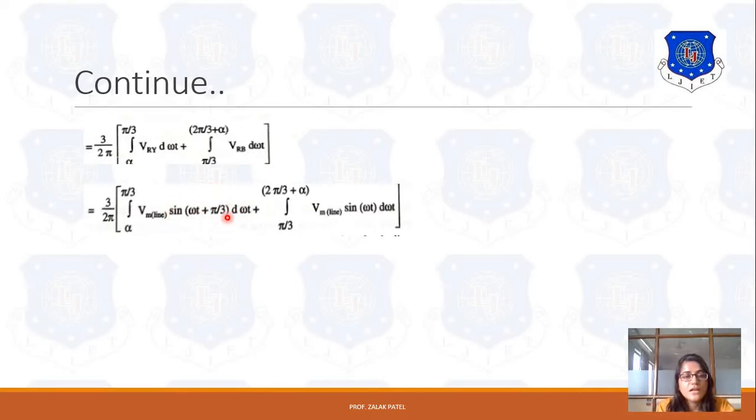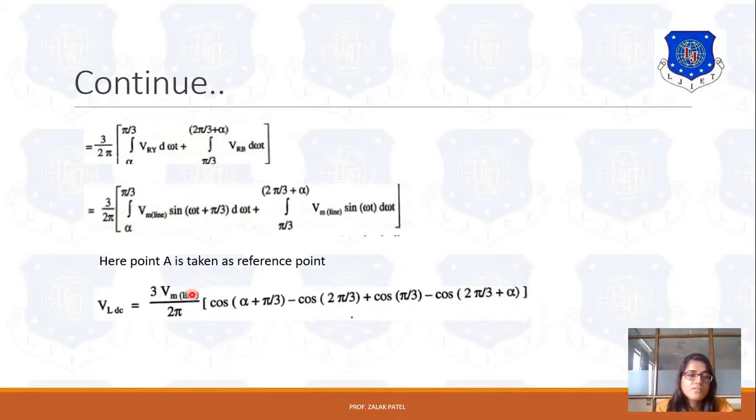Now if we integrate this, the Vm of line is constant, so it is out of the integration. That means you have to integrate sin omega t plus pi by 3. The integration of sine is minus cos, so minus cos of omega t plus pi by 3, and here minus cos omega t. If you integrate this, it looks like this: 3 Vm of line upon 2 pi, cos of alpha plus pi by 3, the first limit, minus cos 2 pi by 3, plus again cos pi by 3 minus cos of 2 pi by 3 plus alpha.